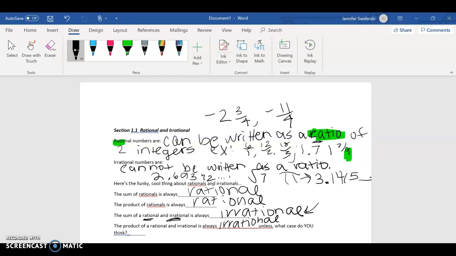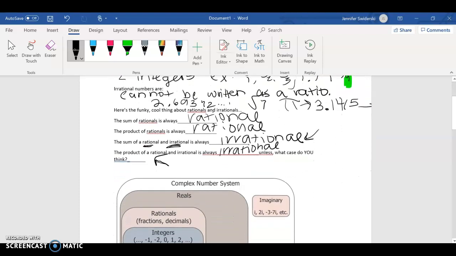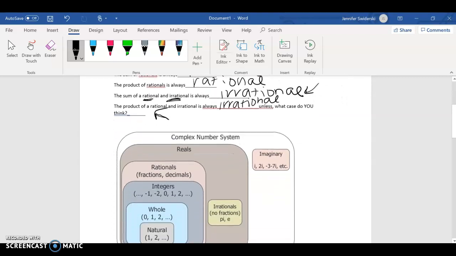Unless, what do you think a case might be where you have an irrational number and you're multiplying it by a rational number? What do you think the answer would be to this question here? What case do you think would be our special case?